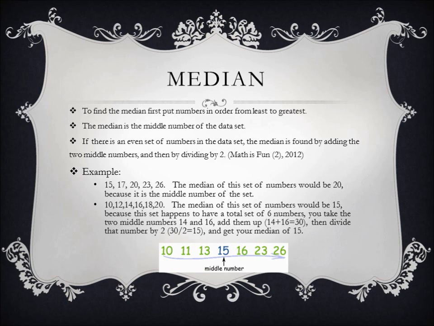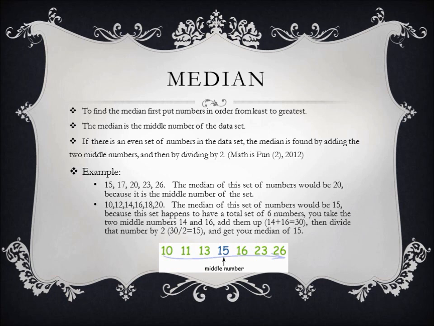Median. In order to find the median, first put numbers in order from least to greatest. The median is the middle number of the dataset. If there is an even set of numbers in the dataset, the median is found by adding the two middle numbers and then dividing by 2.